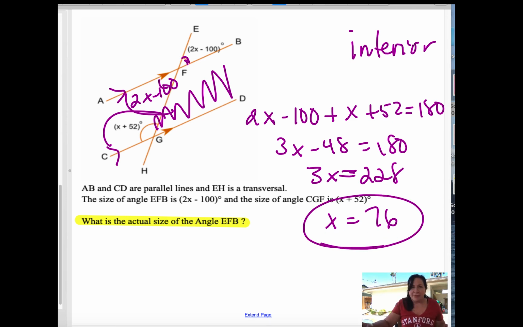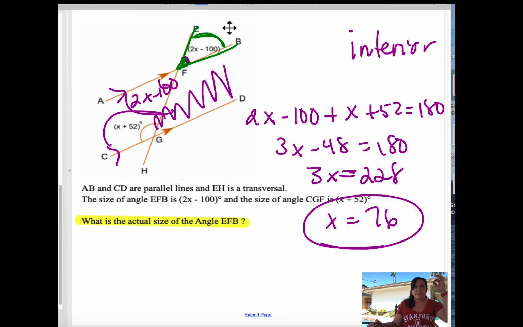Now, what are they asking me? Be very careful, because like I said, in my answer sheet, I'm going to have some distractors, right? X is 76. That's going to be one of my first distractors, because actually I'm not asking for x. I'm asking for angle EFB, which is this angle up here, right? EFB, I'm asking for this angle right here.